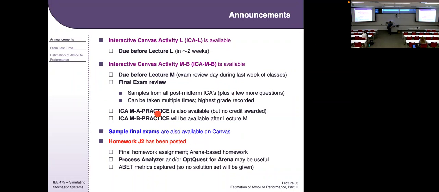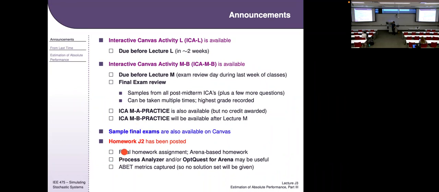if you want to go back to the midterm version, the practice version of all the stuff pre-midterm, I've got that available as a practice exam. But then this will also be available after it's due. It'll be turned into a practice exam, so that after that review lecture, you'll still be able to take it if you want extra practice. There are sample final exams on Canvas, kind of same format and style as the midterm.